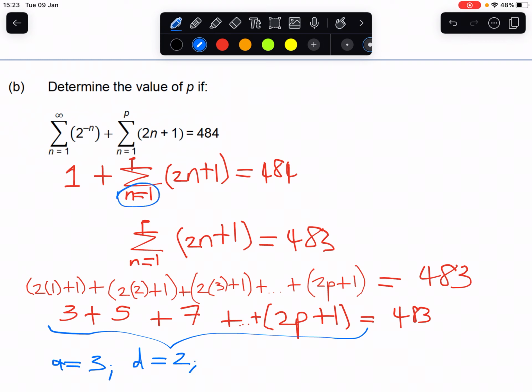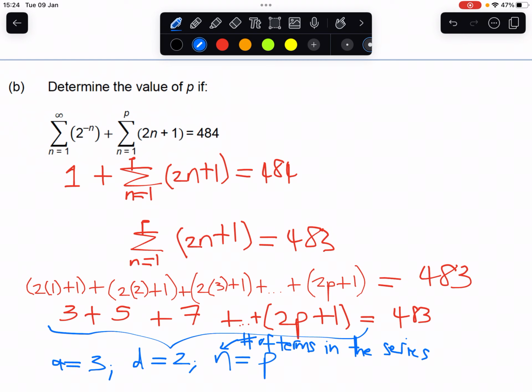And the number of terms in the sequence, remember we started from n equal to 1 up until p, so 1, 2, 3, 4, 5, 6 up until p, so that means there are p terms. We're using n confusingly here because we're using it here and there, but just for the sake of consistency with the arithmetic series formula, this n is just the number of terms in the series. Okay.